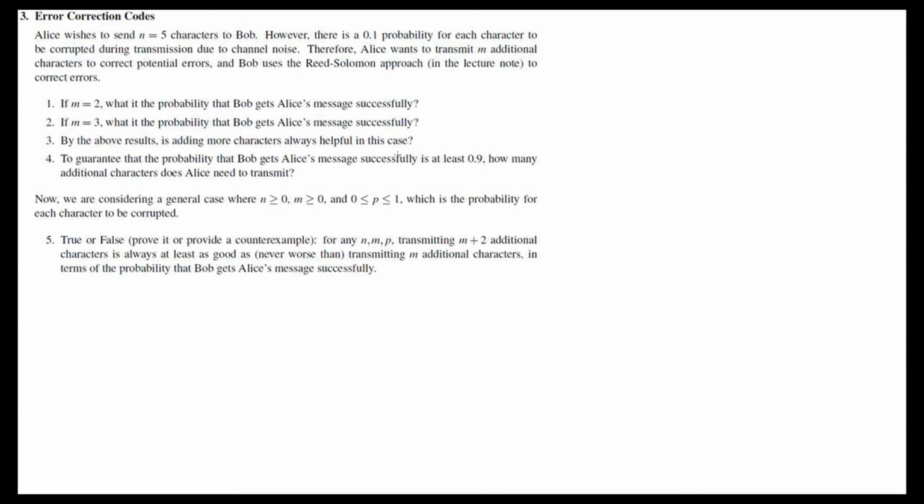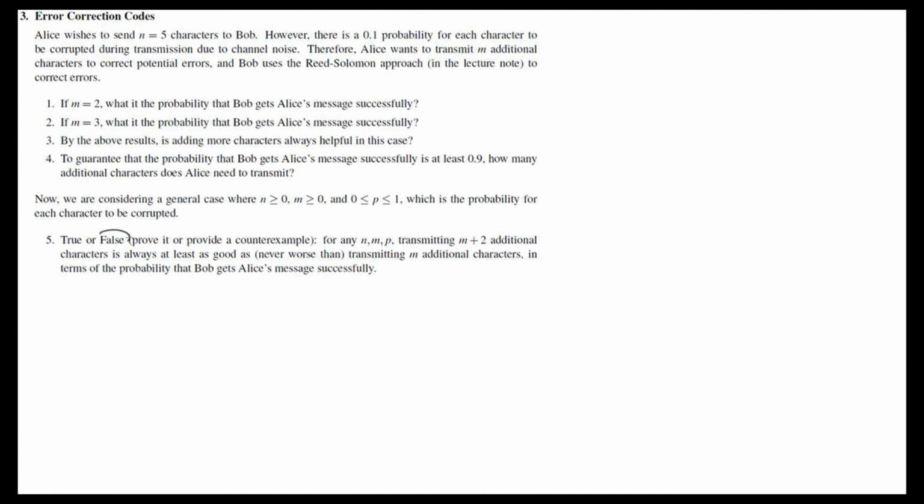Finally, we want to look at the more general case where n and m are any numbers greater than or equal to 0, and there's some probability ranging between 0 and 1, which is the probability for each character to be corrupted. We want to figure out whether or not it is always true that adding 2 more characters is at least as good as transmitting the original number of additional characters. So is it always better, or at least not worse, to add 2 more characters?